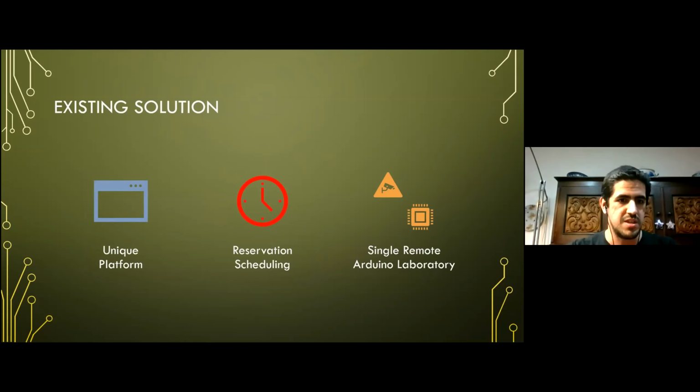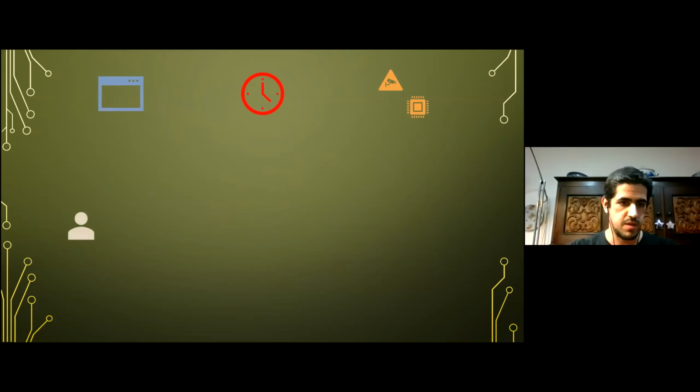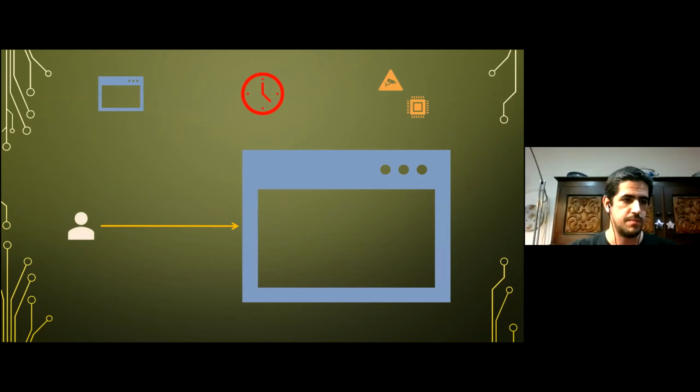Yeah. So our existing solution, the starting point of my project, had an existing solution. It was a unique platform, there was only one, with the ability to schedule reservations for a single remote Arduino laboratory. How do all these pieces fit together? To keep it simple, a user would access the platform, then choose a time slot, and when that time slot arrived, a person could finally access a laboratory.